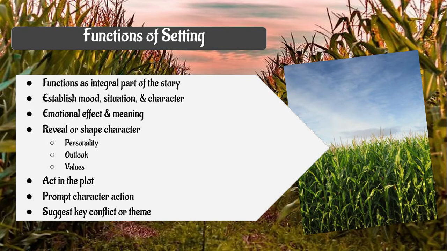And the setting can also suggest a key conflict or a theme. You're going to see later on when we get to the loss of innocence chapter of our class, you're going to be reading a story called The Thing in the Forest. Now, that is also a very good example of setting. And in terms of suggesting the key conflict or the theme, the story first takes place in London, then it takes place at a country estate, and where it takes place is important, but it's also when it takes place that's important. It takes place during World War II.